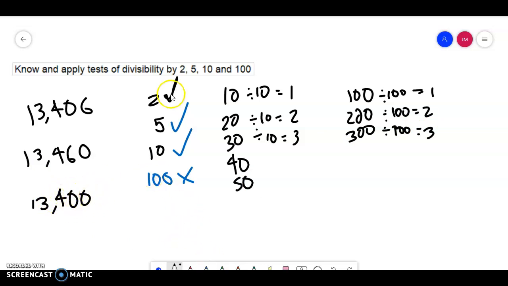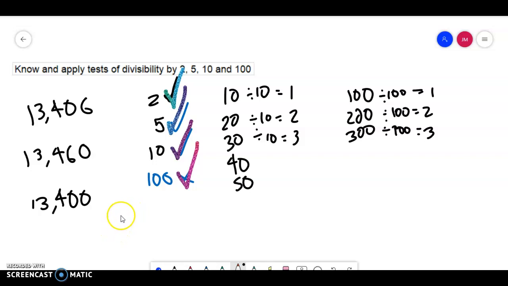Can I divide this number by 2? Yes. Can I divide this number by 5? Yes. Can I divide this number by 10? Yes. Can I divide this number by 100? Yes.